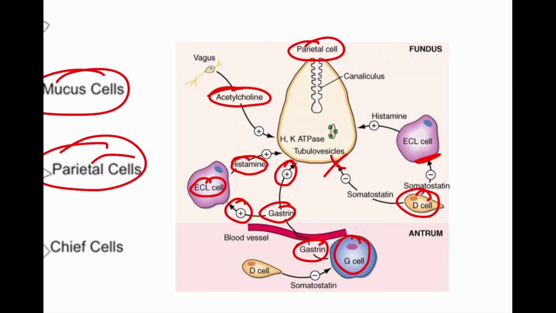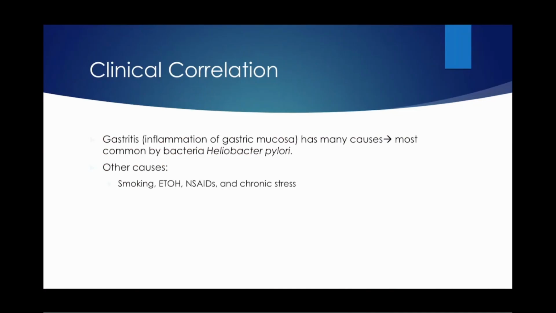So if you have a gastrin-producing tumor that produces a ton of gastrin, what is going to happen to your hydrochloric acid? It's going to increase because you have a ton of gastrin being produced, and we know what gastrin can do. Okay.